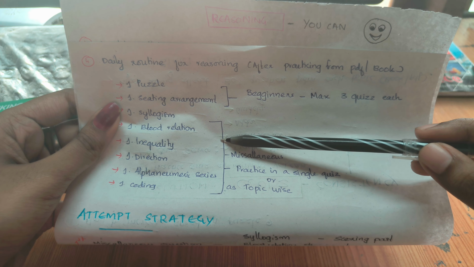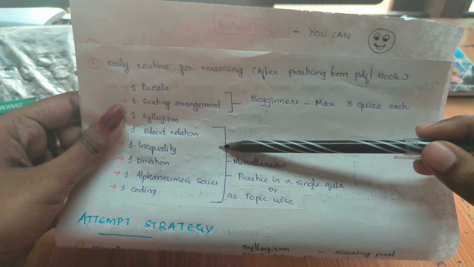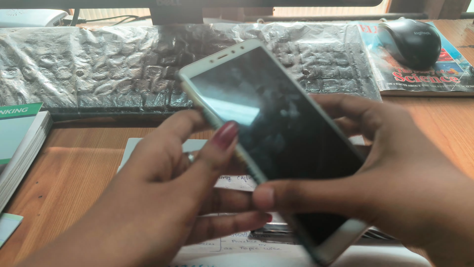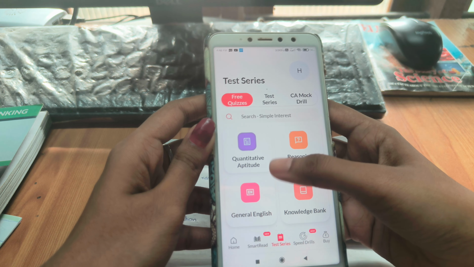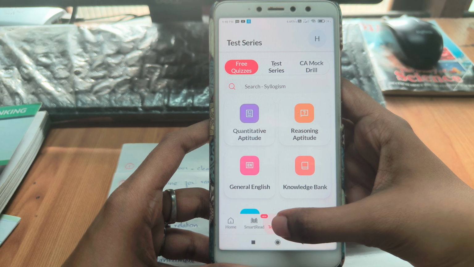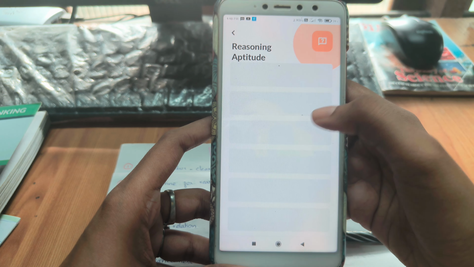Reasoning is all about practice. You need to do a lot of quizzes for that. Okay, then I will show you the quiz of SmartKita. So here we can see this is the SmartKita application. So in the series section we will get quizzes. So I will show you the reasoning quiz.